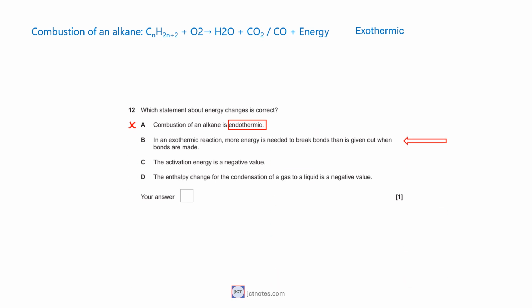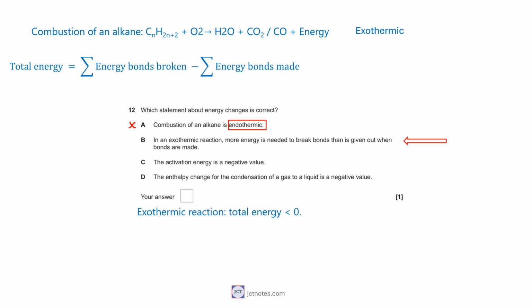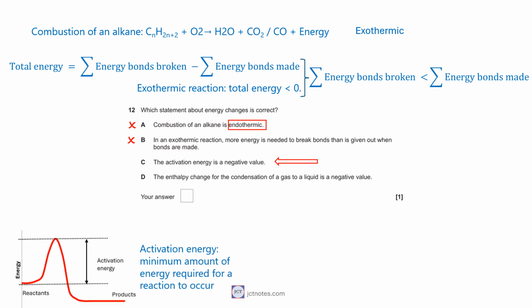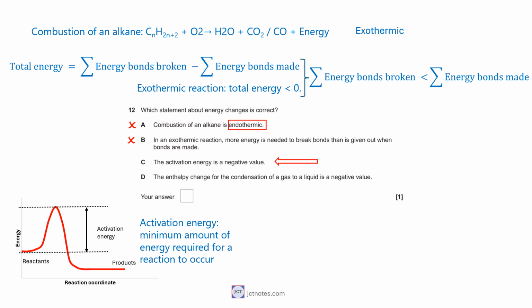Option B says, in an exothermic reaction, more energy is needed to break bonds than is given out when bonds are made. The energy balance of a reaction can be calculated as the difference between all the bonds broken and all the bonds made. In an exothermic reaction, the total energy is negative. This means that the energy to break bonds is lower than the energy to make bonds. Therefore, this statement is incorrect. Option C says, the activation energy is a negative value. The activation energy is the minimum amount of energy required for a reaction to occur. It is always a positive value. Then, this option is incorrect.